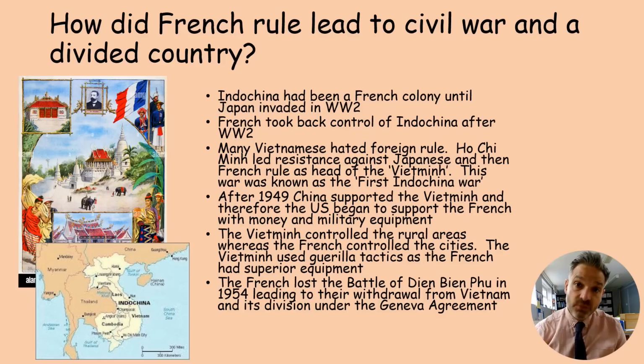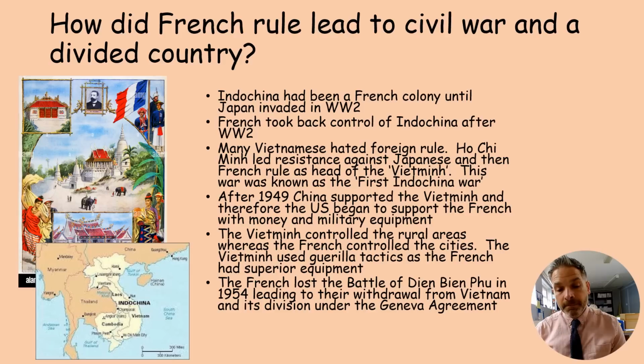Now, again, we talked about China earlier on. China, when it becomes a communist country in 1949, supports the Viet Minh, and the Americans then, fearful of the spread of communism and the so-called domino effect, fund the French. And so Truman is giving money to the French in order to try to have them fight the Viet Minh.